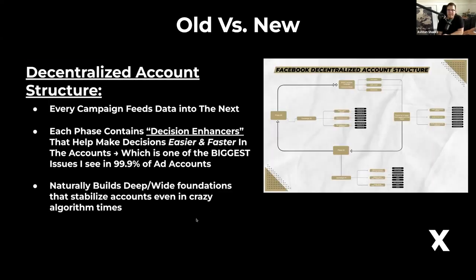Jonathan, what are we looking at? Well, we're looking at the overarching campaign structure of the way we do it, and we're going to break this down for you guys. So don't worry too much about squinting at this slide. Every campaign feeds data into the next campaign. Each phase contains those decision enhancers that Ashton's talking about. It's going to make making decisions on a daily basis way, way easier inside of your account. It's going to take away all the fear and anxiety that you have about making big moves, which I've seen a lot of upstart media buyers have. That's the thing that we see in most accounts that people are having trouble with.